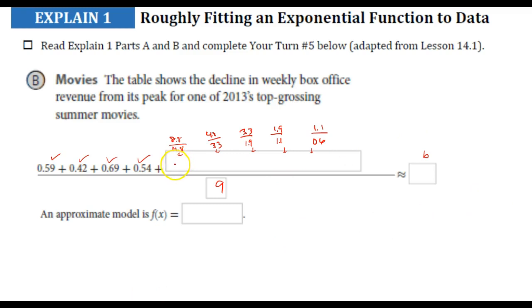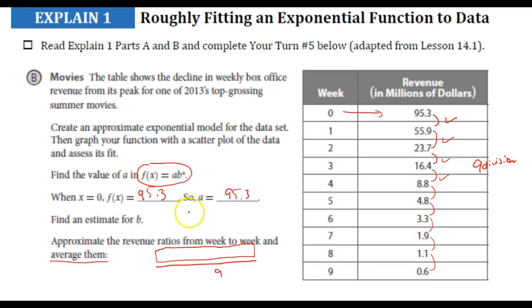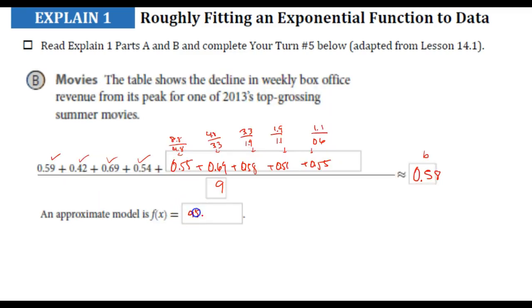So that would be about 0.55 plus 0.69 plus 0.58 plus 0.58 plus 0.55. Now if we added these up and divided by 9, take some time to calculate that out. That would be about 0.58, which means our exponential model would be 95.3 times 0.58 to the x power.